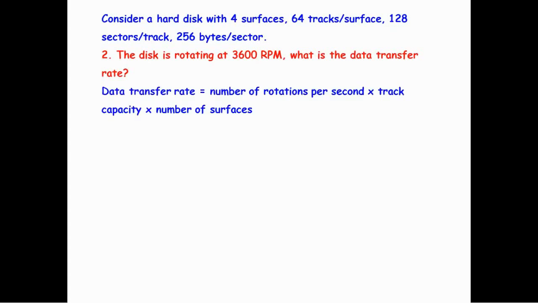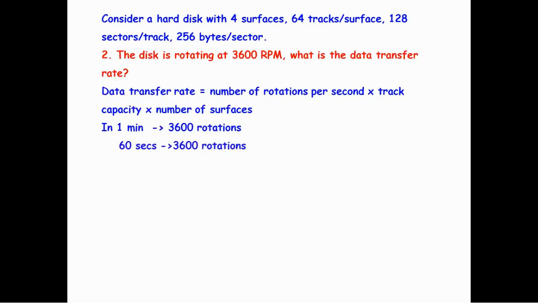Next problem. The disk is rotating at 3600 rotations per minute. What is the data transfer rate? Data transfer rate is equal to number of rotations per second into track capacity into number of surfaces. It is given that in 1 minute 3600 rotations are made, which means that in 60 seconds, because 1 minute is equal to 60 seconds, therefore in 60 seconds 3600 rotations are made.